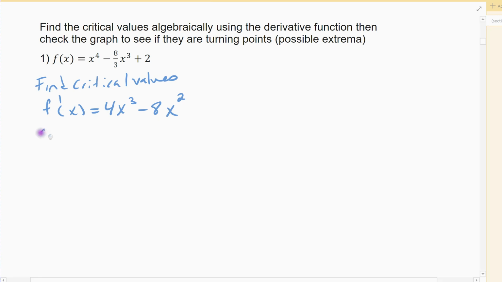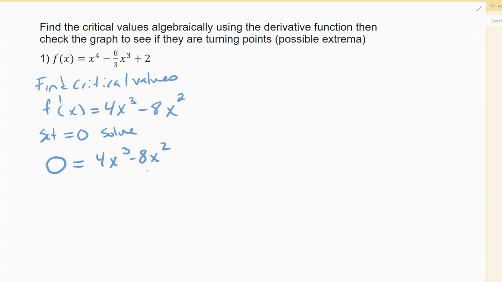Now I set it equal to 0, and that's a key step. You have to show that in your work. Set it equal to 0 and solve. So 4x cubed minus 8x squared equals 0. Most of the time, these are going to be factorable, meaning I'm going to factor it. Sometimes these easy factor cases throw students off. It's an easy factor case because all you're going to factor out is the greatest common factor.